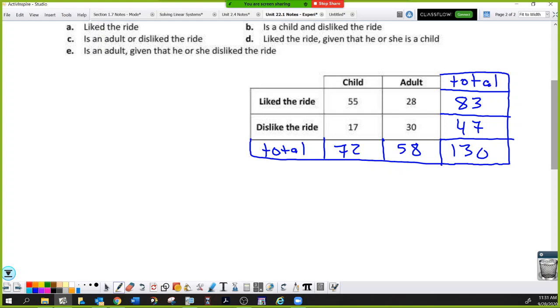Okay, so the first question, question A says, what's the probability that someone who's polled liked the ride? So my question is what is the denominator of the fraction? So yeah, the probability that they liked it, this is out of the entire population. So this is going to be out of 130.